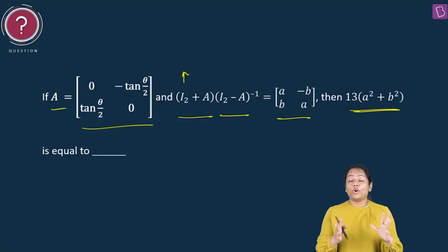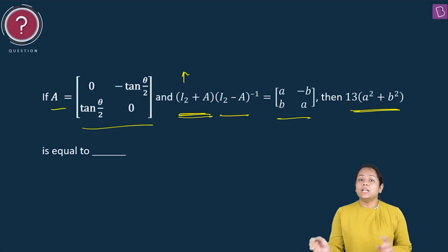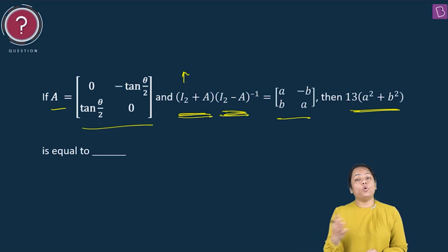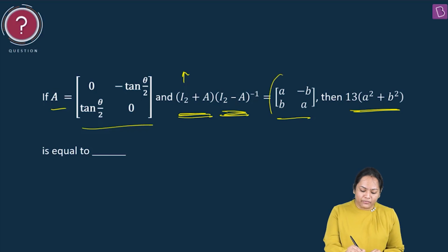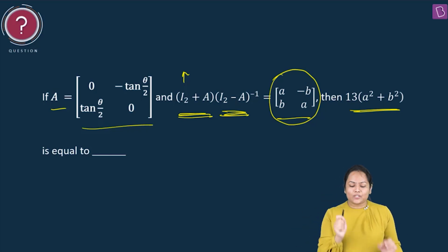Okay, so what should we do? Well, the one thing which obviously comes to our mind is, do I have to find I2 plus A, then multiply it by I2 minus A whole inverse and then compare to get the values of A and B, right? Well, we can do that, no problem in that. But trust me, guys, this question is really very simple and can be done in one straight line. You don't have to solve much over here. There is no need to find I2 plus A or I2 minus A whole inverse. How is that possible? Well, let's find out.